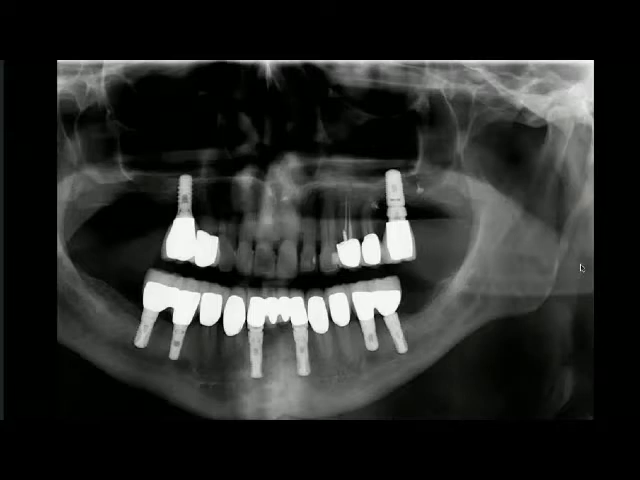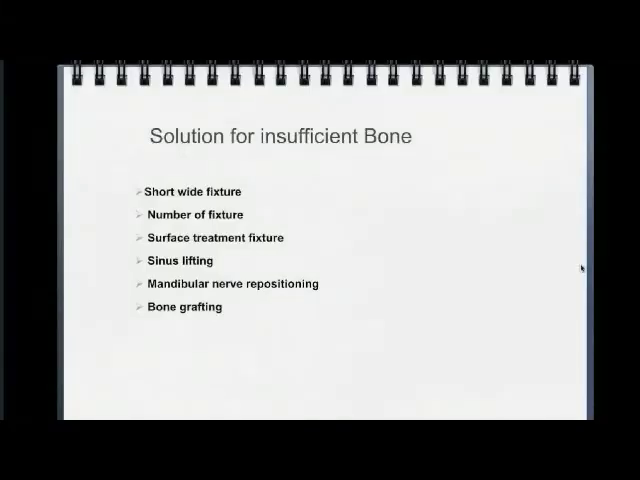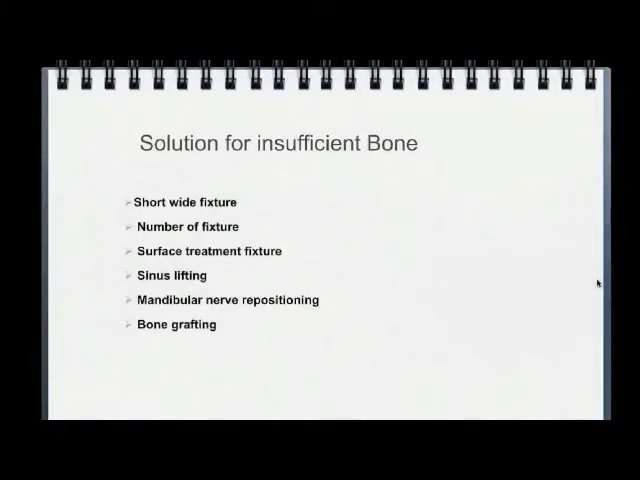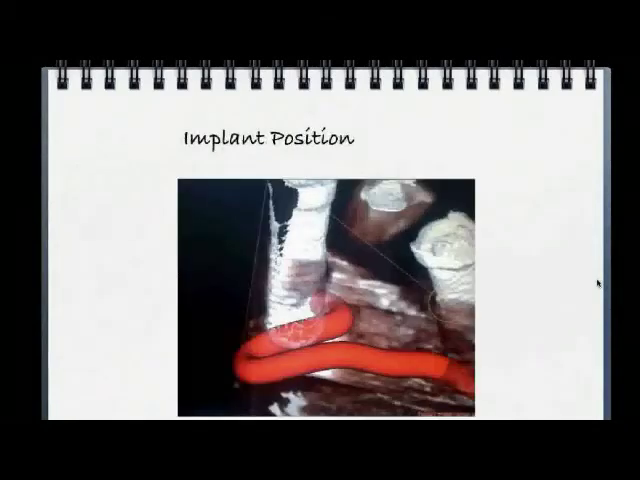Let's summarize, let's recap. For an insufficient amount of bone, we can use short fixtures, a number of fixtures, and surface-treated fixtures to improve implant integration. We can use a fixture with calcium hydroxylapatite, which is supposedly described in the literature as increasing the surface by treating the surface, so we can improve the implant integration. Again, sinus lift, we discussed mandibular nerve repositioning or lingualizing the implant position, and bone grafting.